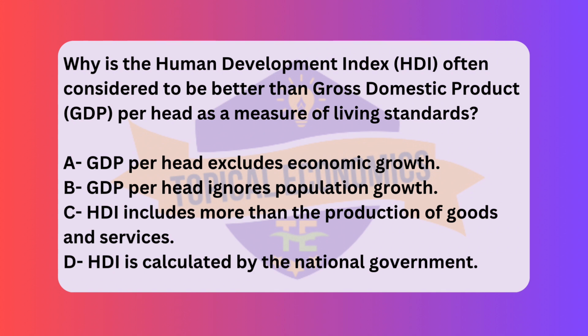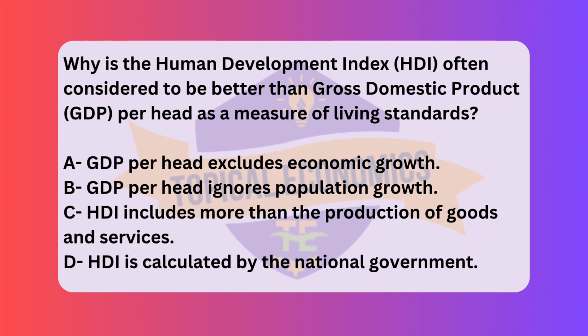HDI includes more than the production of goods and services. While GDP per head is focused on economic output, the total value of goods and services produced in a country divided by its population, HDI takes into account health, life expectancy, and education, schooling levels, both of which have a significant impact on the overall living standards and quality of life. By considering these additional factors, HDI provides a more comprehensive measure of human development and living standards. Analyzing the other options.